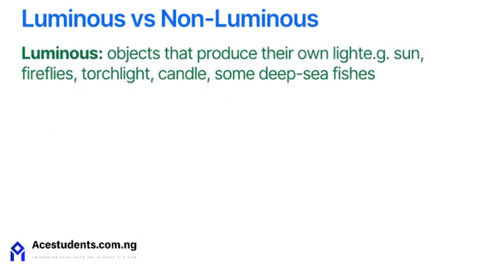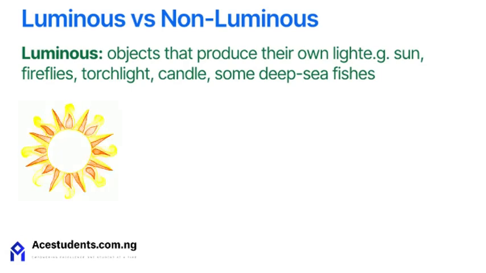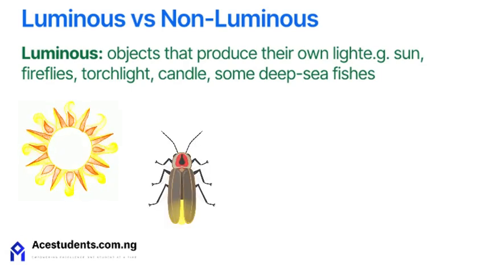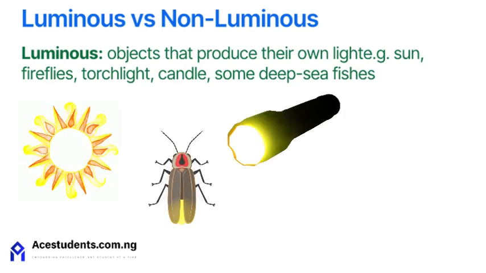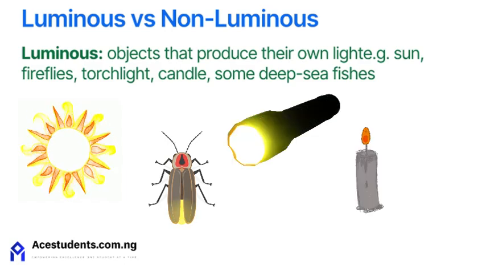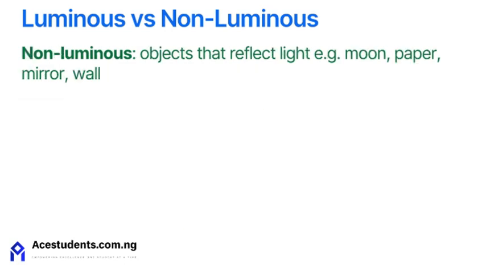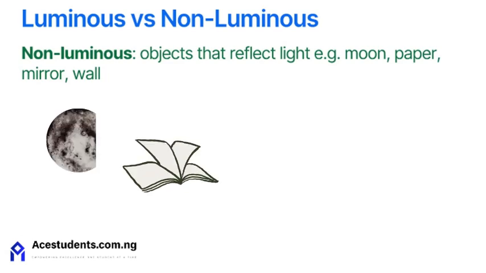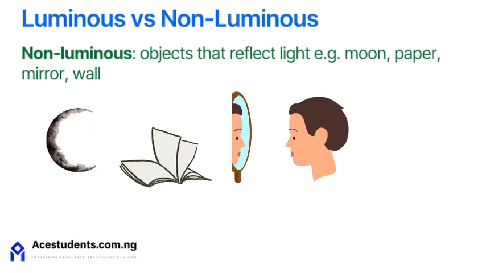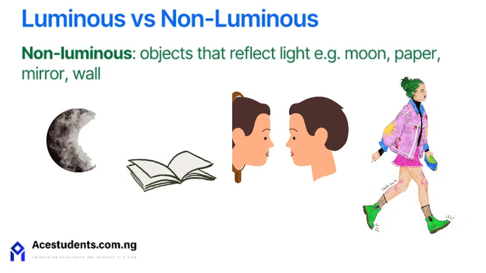Luminous objects are those that can generate and emit their own light, such as the sun, a firefly, torchlight, candle. On the other hand, non-luminous objects do not produce light but are seen by reflecting light from luminous sources. Examples are moon, paper, mirror, and clothes.